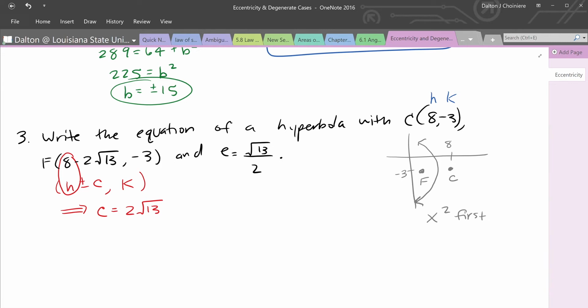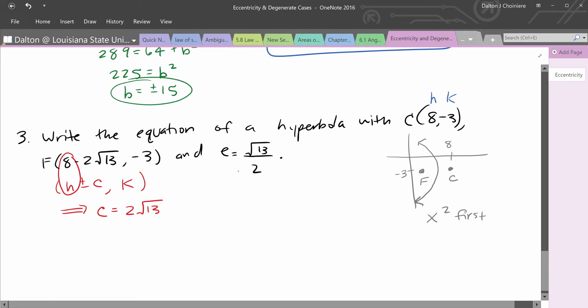Okay, now it's important that you do the focus first because look at the eccentricity. Eccentricity is the ratio, the simplified ratio of c over a, except c is not the square root of 13. And that must clearly mean that a is not 2 because you just found by the focus, which is not simplified, that c is equal to 2 square roots of 13.